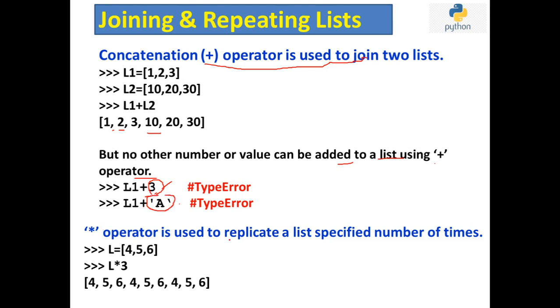But the star operator is used to replicate the list a specified number of times. If I define a list and write list star 3, it will repeat this list 3 times. Similarly, we have seen this in strings, that means 4 5 6 4 5 6 4 5 6. This operator is useful here for replication, but no other arithmetic operator is applicable with lists.